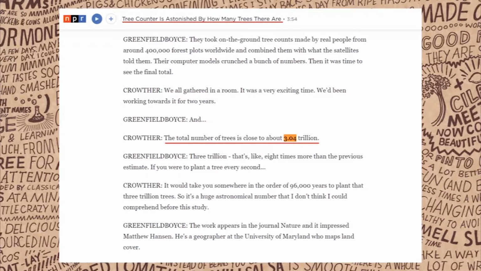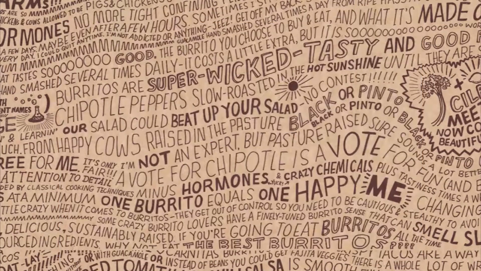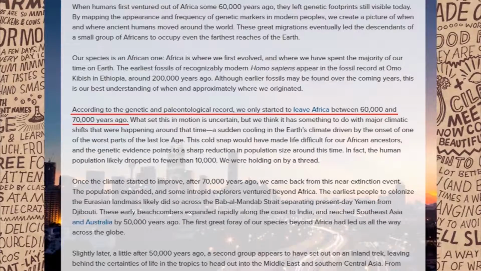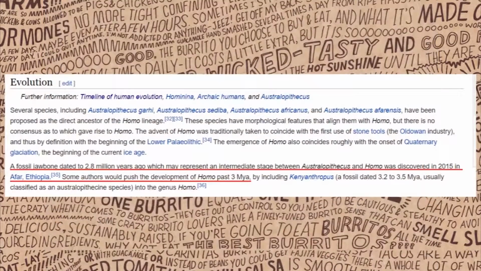Now, I'm not the fastest burrito roller in the known universe, but I can make a burrito in about 25 seconds, so if I had to make those, it would take me nearly 7 million years. That many years ago, humans hadn't left Africa or even existed.